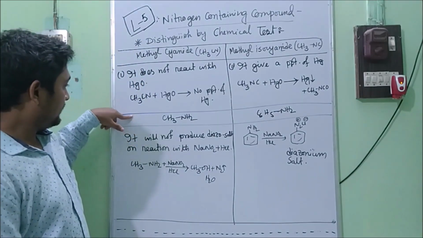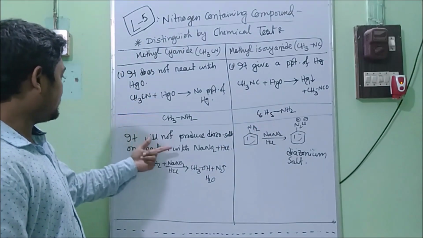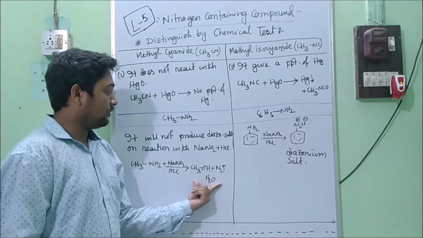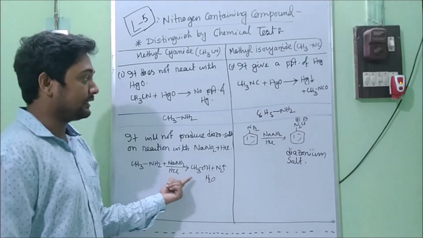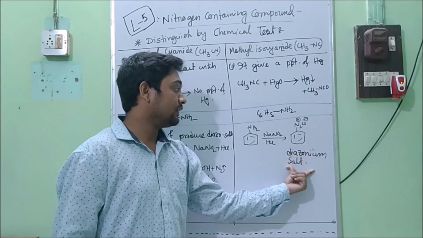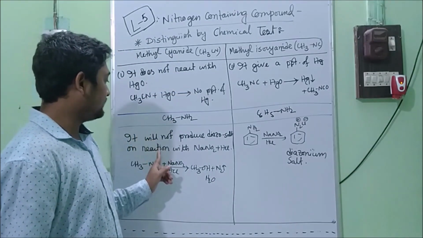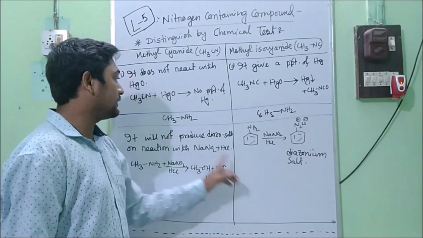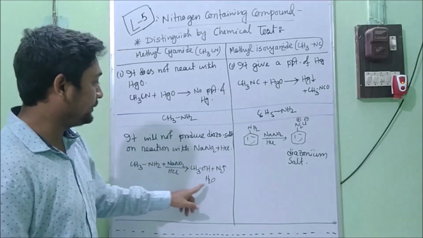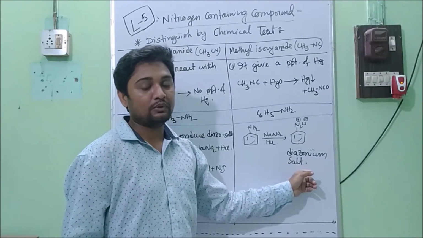Now, second one, between methylamine and aniline. This methylamine will not produce an azo salt on reaction with NaNO2 and HCl, but here you will have an azo salt, benzene diazonium chloride. Okay, so this is the reaction. This is called the diazotization reaction. So by diazotization reaction we can distinguish between methylamine and aniline, because here there will be no diazonium salt type compound, and here there will be a diazonium salt type compound.